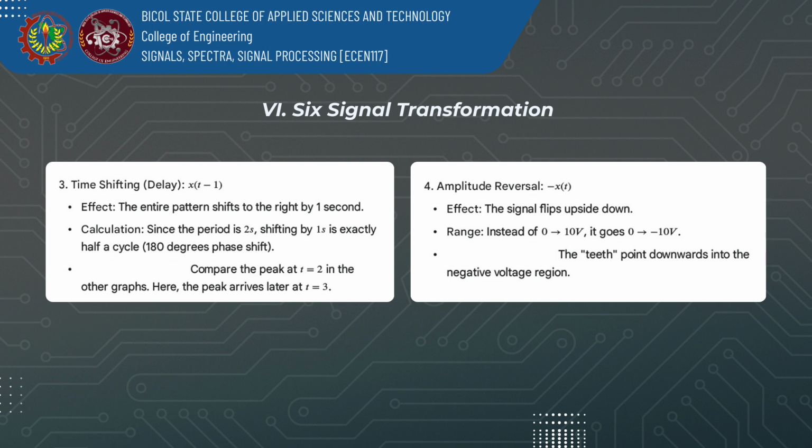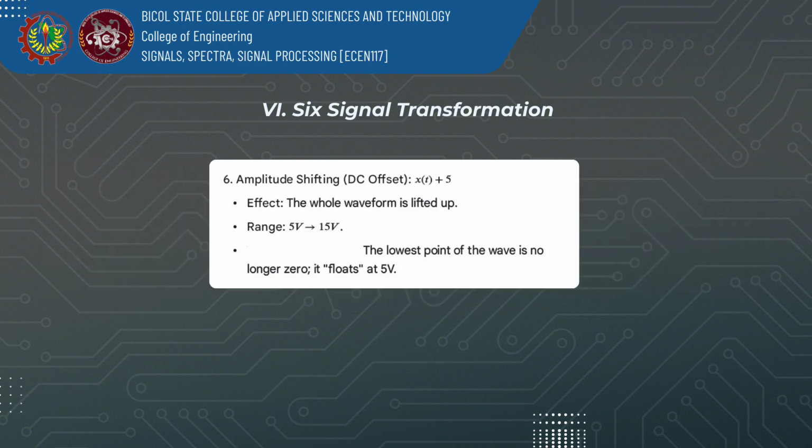Number 5 is amplitude scaling. This stretches or shrinks the height of the wave. In electronics, we call this amplification or attenuation. It scales all our Fourier coefficients by a specific factor. And finally, number 6 is amplitude reversal. This flips the signal upside down. It is equivalent to multiplying by -1, representing a 180 degrees phase shift.